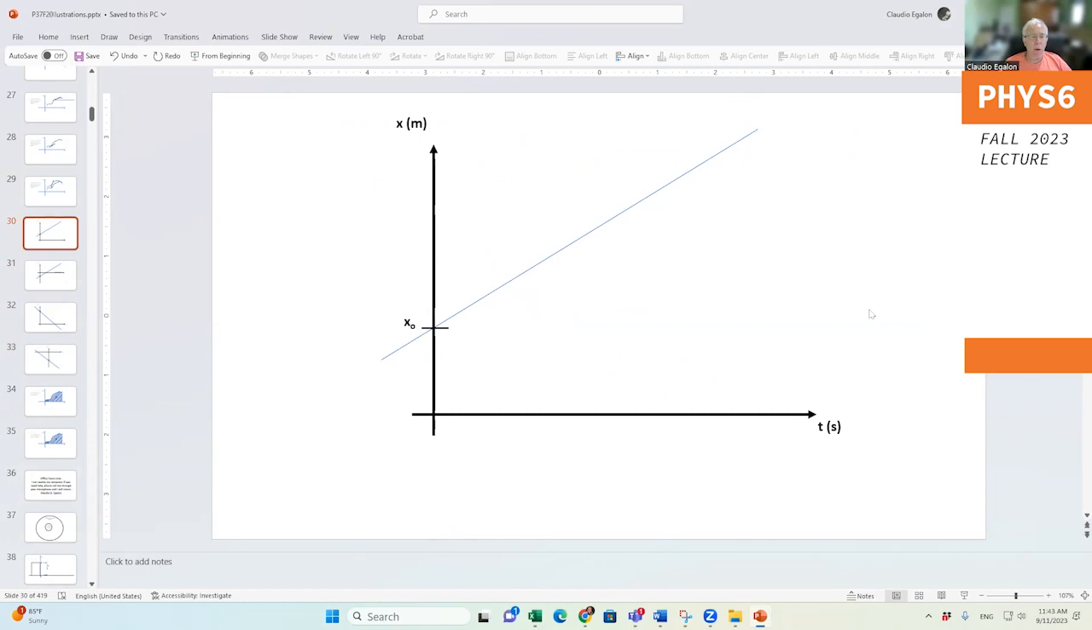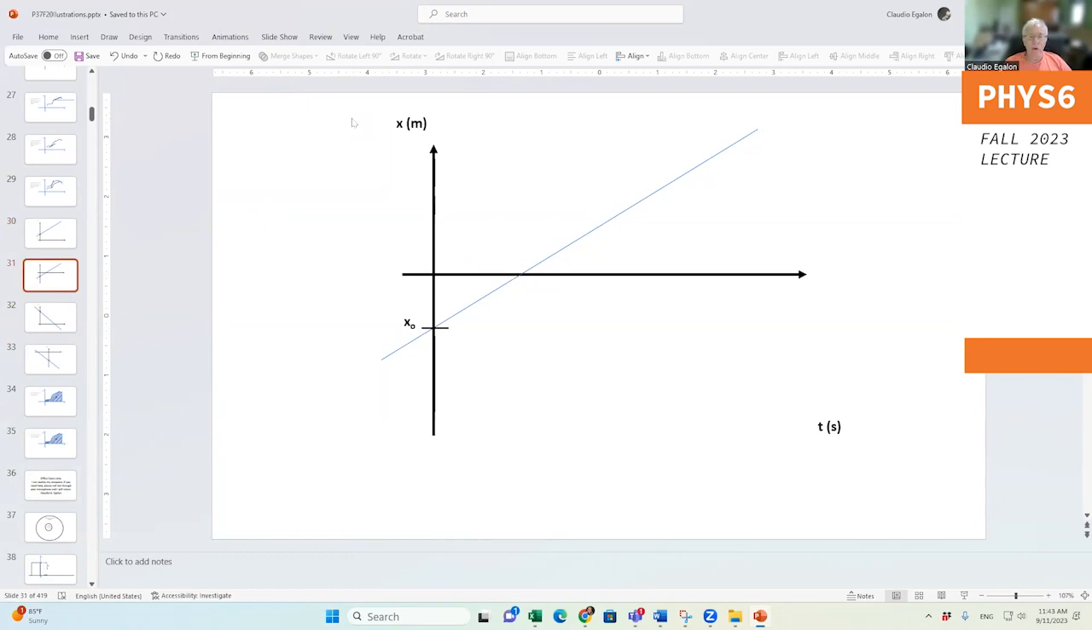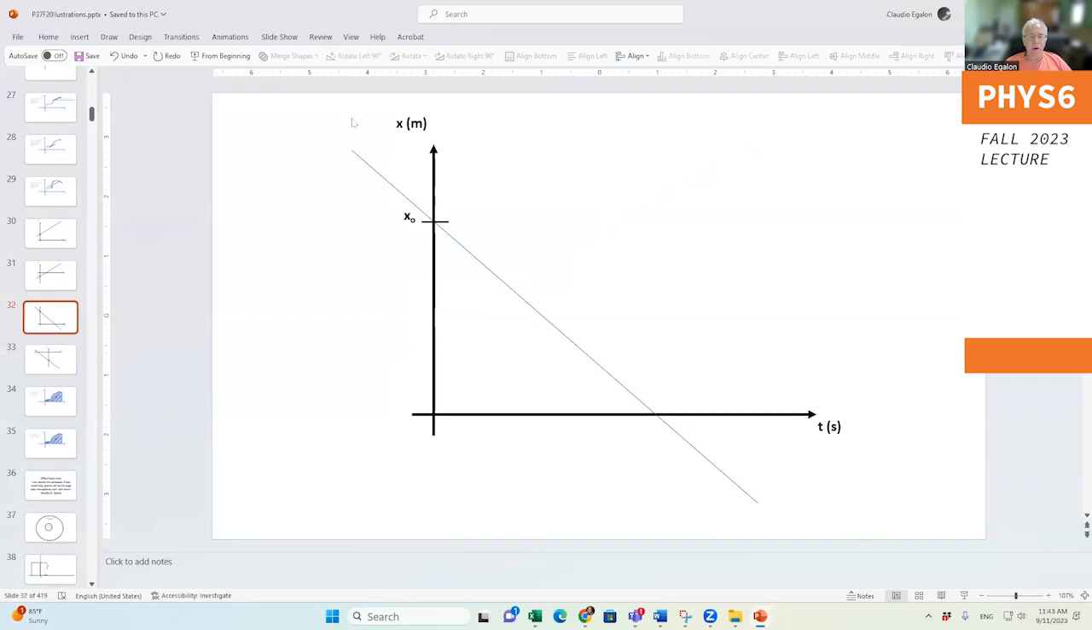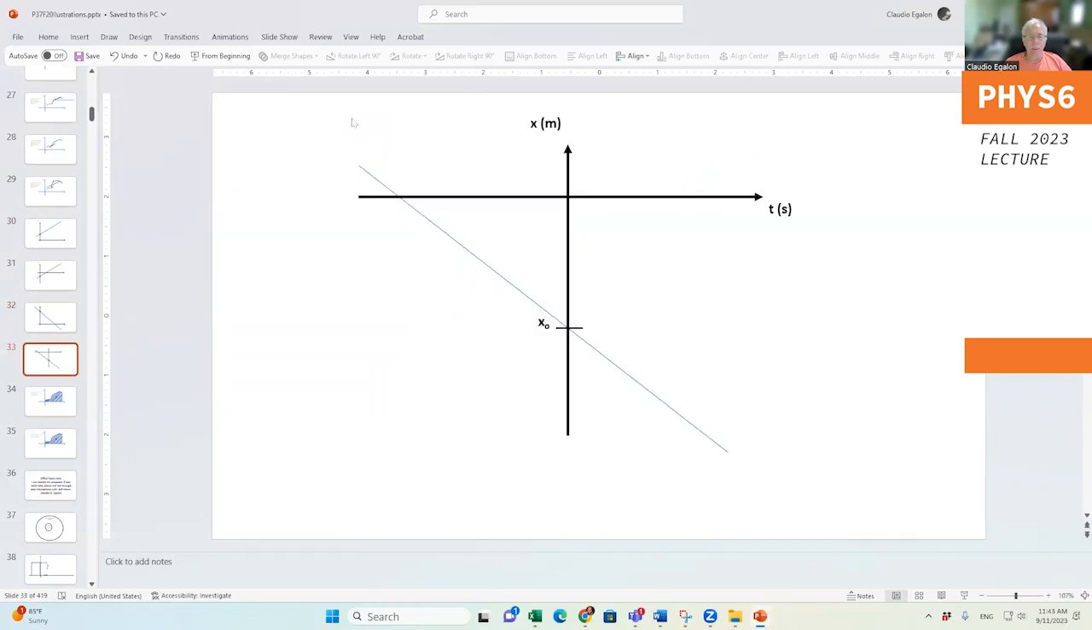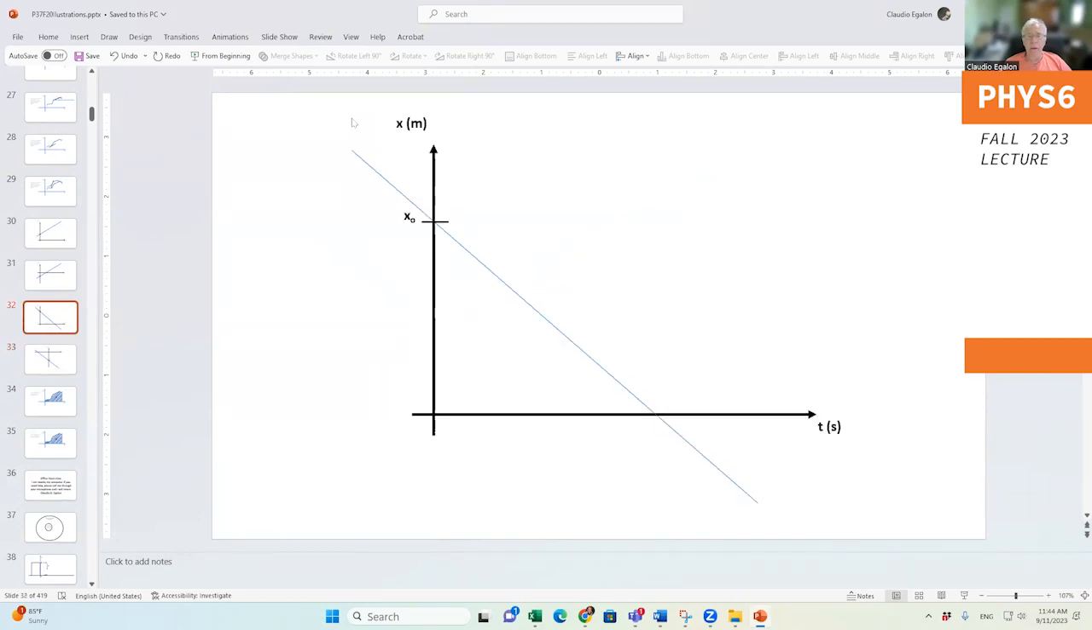Positive slope, positive intercept. X naught is the intercept. Positive slope, negative intercept. Negative slope, positive intercept. Negative slope, negative intercept. Okay? The slope represents the velocity. The intercept represents the initial position. So negative velocity, negative intercept.